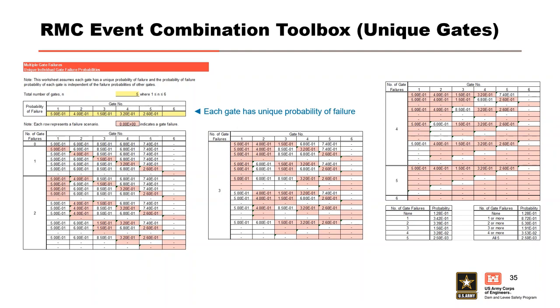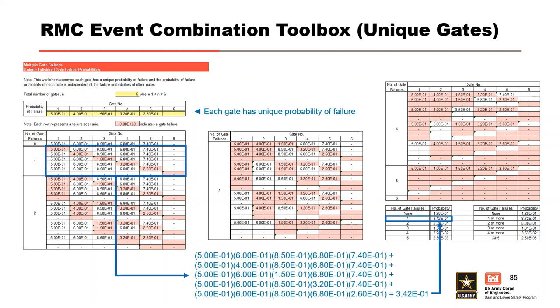In this example, there are 5 gates, and each gate has the unique probability of failure shown in the top row. To obtain the probability of 1 gate failing, the calculations are shown. The probability of only gate 1 failing is obtained by multiplying the probability of gate 1 failing by the probability of each of the other gates not failing. The process is repeated for each of the other 5 gates, and the results are summed. The solution from the toolbox is shown in the summary table at the bottom right.